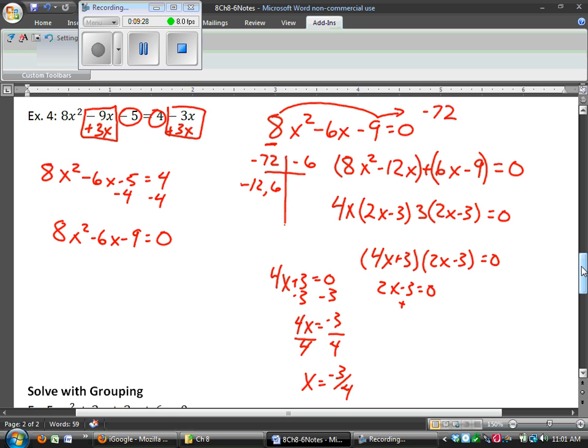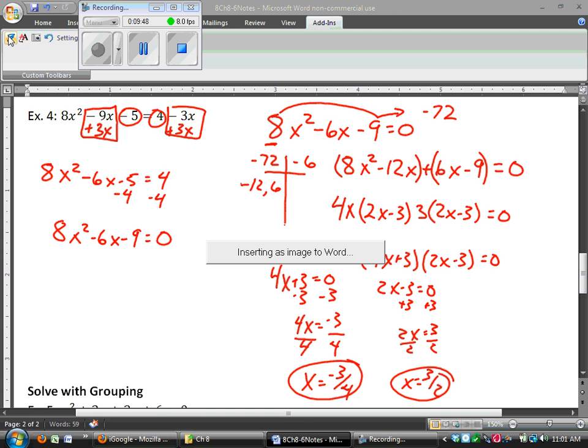My other solution, I'll add 3 so that 2x equals 3. Divide by 2. And x equals 3 halves. There's my two solutions. All right? Whew. I know it's a long process. It can be a lot of work.